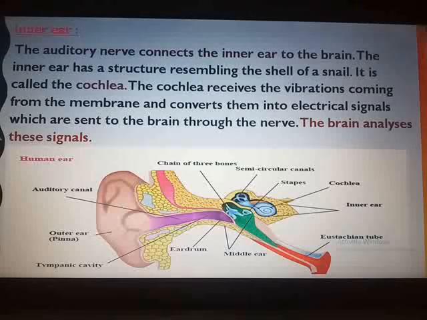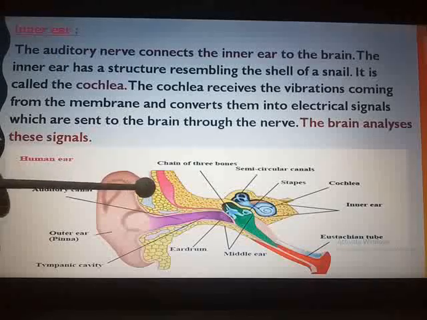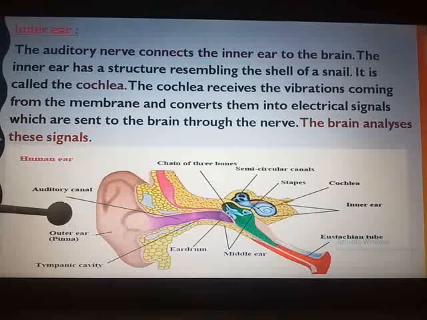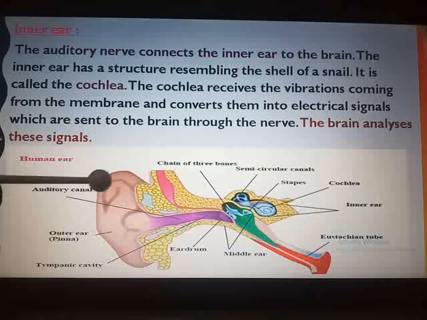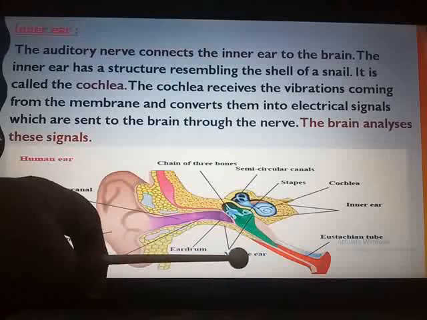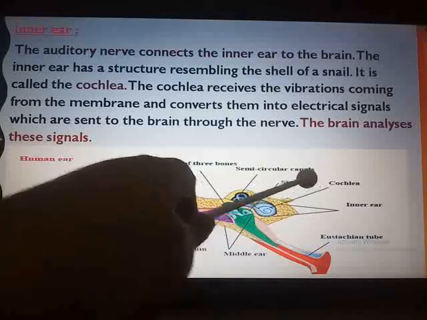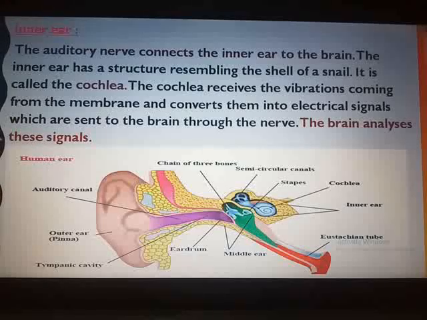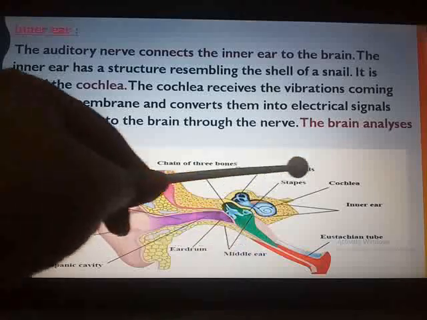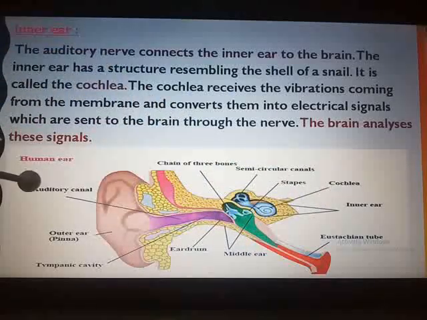Now, in the beginning, I mentioned the question says with the help of a neat labeled diagram. So when you draw the diagram, all the labels are not necessary. Then, which you have to label, just mark it: outer ear or pinna, eardrum, middle ear, inner ear, cochlea, and auditory canal. So in your notebook also, when you draw the diagram, only this many labels are enough.